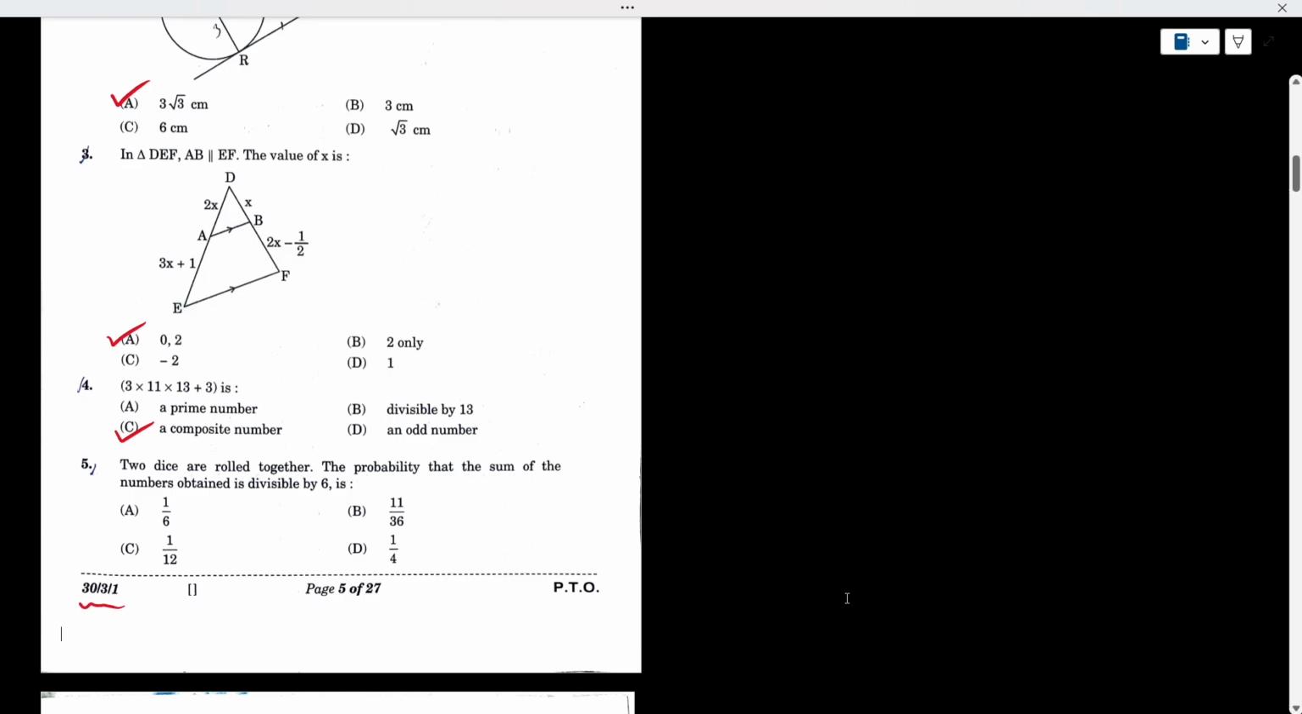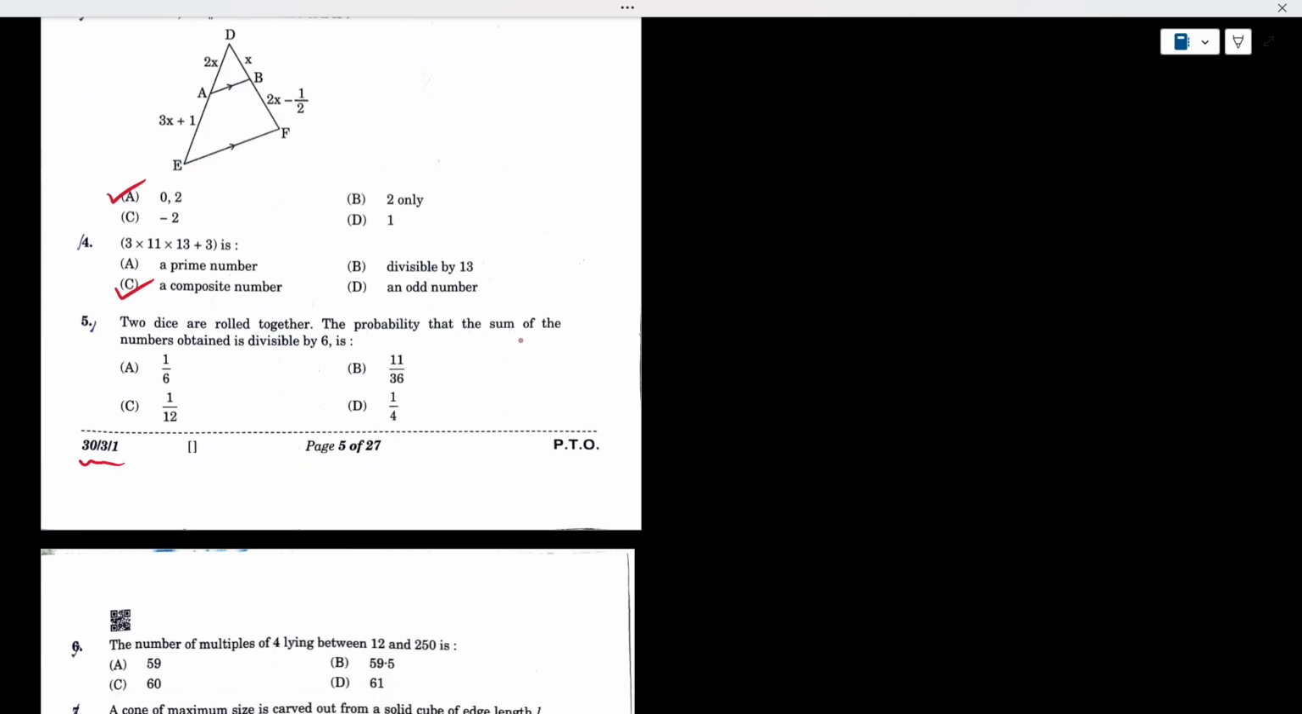Then question number 5: two dice are rolled together. The probability that the sum of numbers obtained is divisible by 6. Divisible by 6 means the sum should be 6 or 12, and if you take the total possibilities, the probability is 6 by 36. So the answer is A, 1 by 6. The simplest form is 1 by 6.